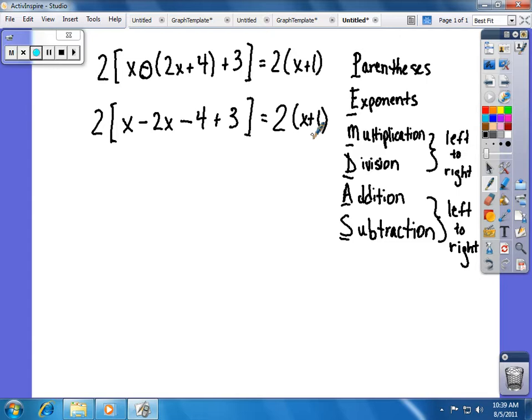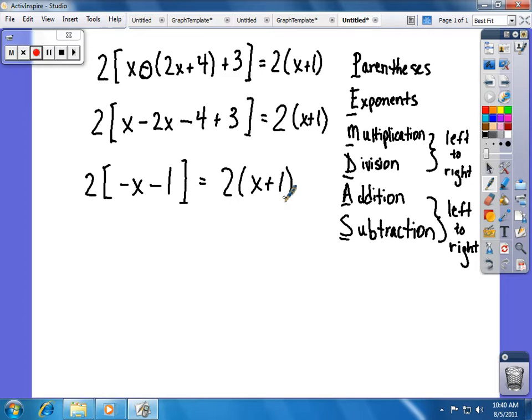We're going to actually first, in this bracket, combine together the like terms that we have here. So again, we'll still have our 2. We have x minus 2x, which would give us a negative x, minus 4 plus 3, which would give us a minus 1. Okay, and that still equals our 2 times x plus 1.